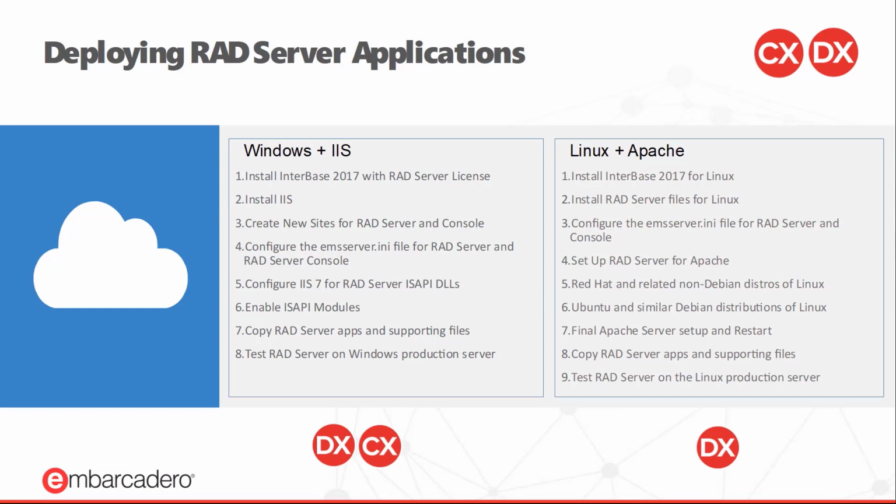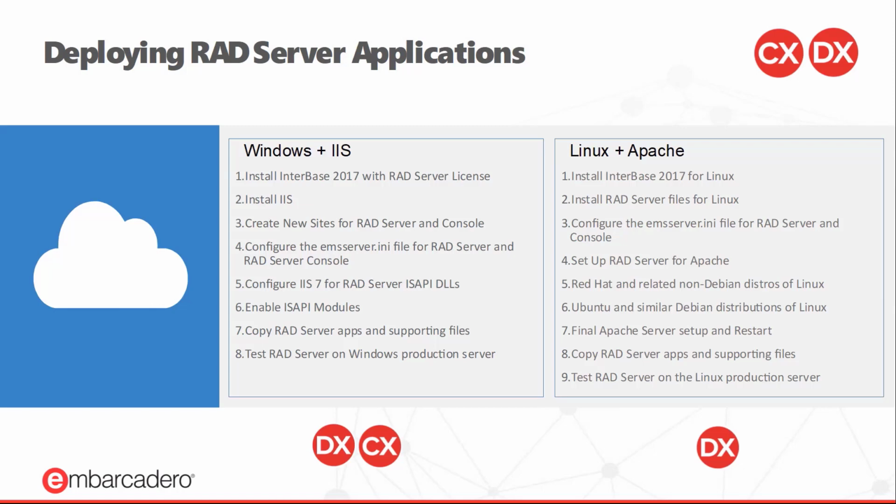Same thing for Linux on Apache. You want to make sure you have the latest version of Apache 2, that you've installed Interbase for Linux and used your RAD server license on your Linux machine. You want to make sure to install the RAD server files for Linux, configure your INI file to point to the right database and port that you're using for your RAD server on your Linux machine.